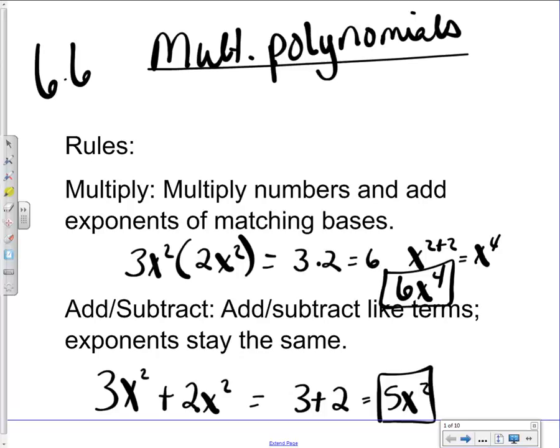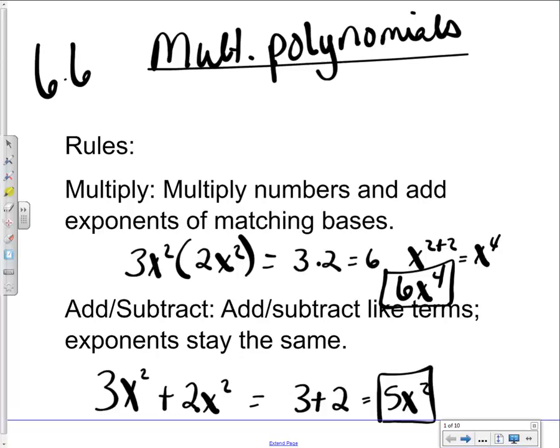The problem is 3x squared times 2x squared. I want you to see that I multiplied 3 times 2 and I got 6. I brought over the x squared times x squared. The bases match, so it's a multiplication problem, and I'm going to add my exponents. So x squared times x squared is 2 plus 2, so I got x to the 4th. So my final answer for this problem is 6x to the 4th.